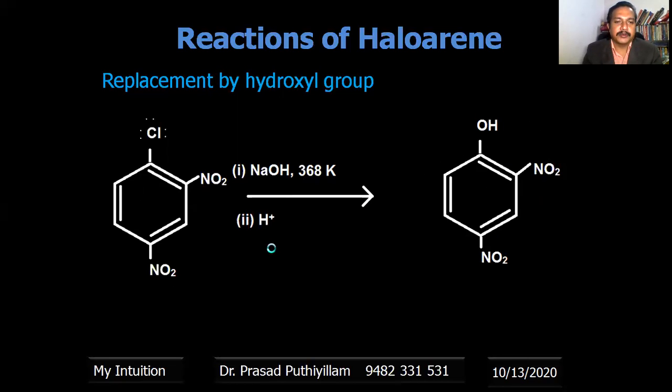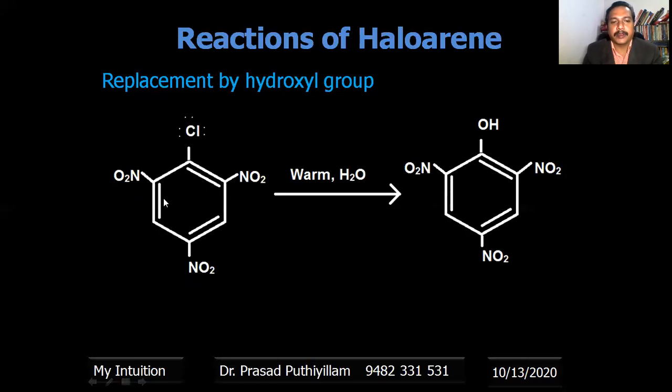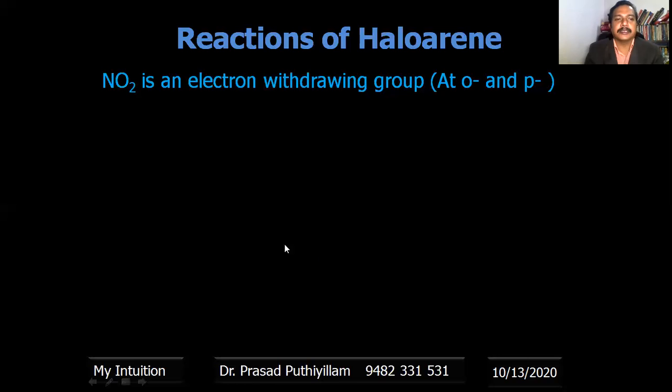If it is tri-substitution, with NO2 on all ortho and para positions, then just by adding hot water or just by warming, we get the corresponding product. That means this NO2 has some effect to contribute. NO2 is an electron withdrawing group only at ortho and para positions, not at the meta position. Therefore, if an NO2 group is at the ortho and para positions, it will support the nucleophilic substitution reaction.